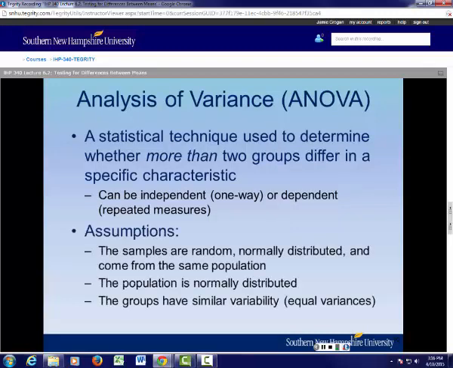Very similar assumptions as what you've already seen. Samples are random, normally distributed, and come from the same population. You need to see if the variability between groups is similar. And typically researchers will test for that, and you can make an adjustment if the variances, or the standard deviations, are different.